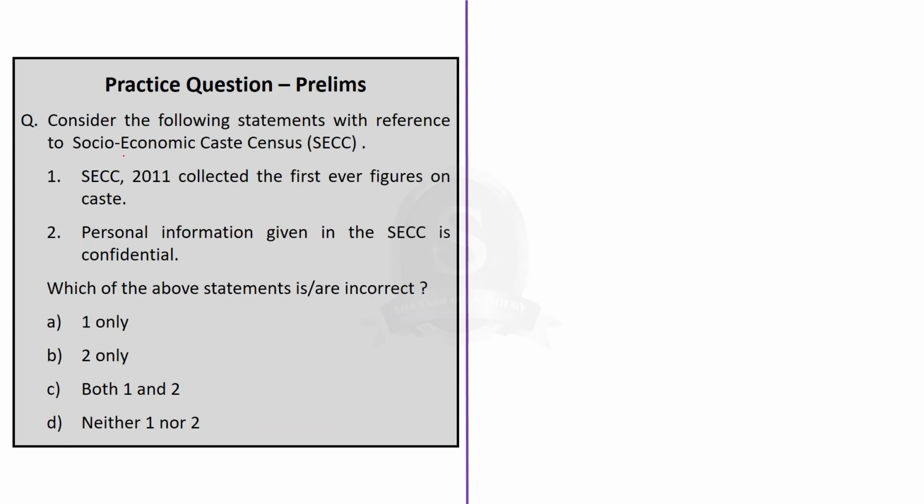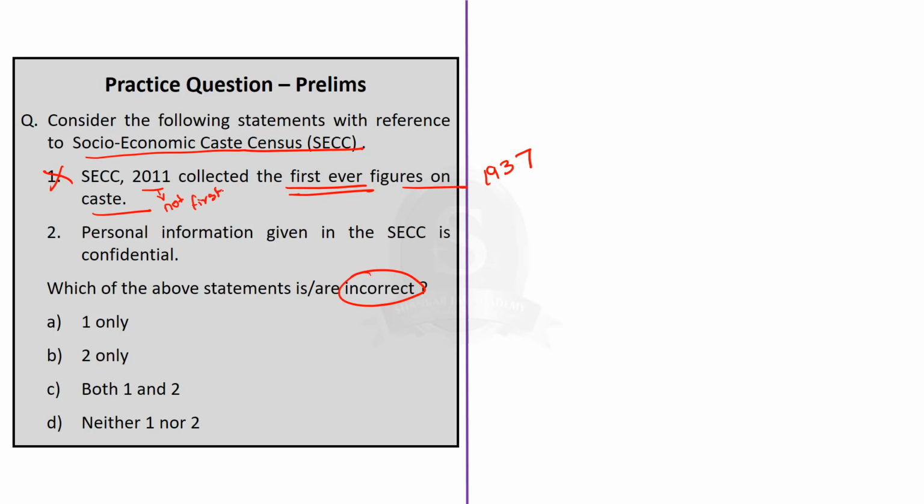This question is in regards to socio-economic and caste census. Two statements are given, we have to find the incorrect statement. Let us take up the first statement. Socio-economic and caste census 2011 collected the first ever figures on caste. See, this statement is wrong. Actually, in 1937, the caste figures were collected. So, socio-economic and caste census 2011 was not the first ever survey to collect caste figures.